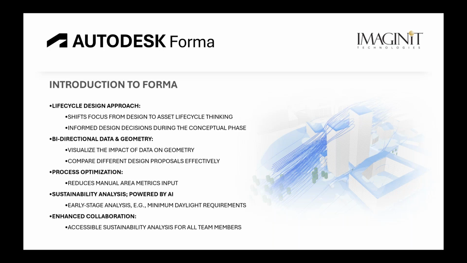Forma streamlines processes by reducing the need for manual input of area metrics and eliminates the hassle of switching between multiple software platforms. A key feature is its robust sustainability analysis, such as evaluating minimum daylight requirements in the early stages of the design process. This capability not only enhances collaboration among project team members, both in-house and externally, but also fosters more productive discussion through tools like the comparative analyses and the whiteboard feature.